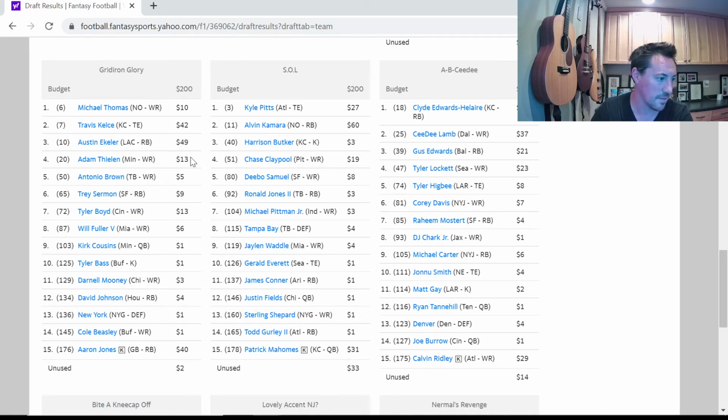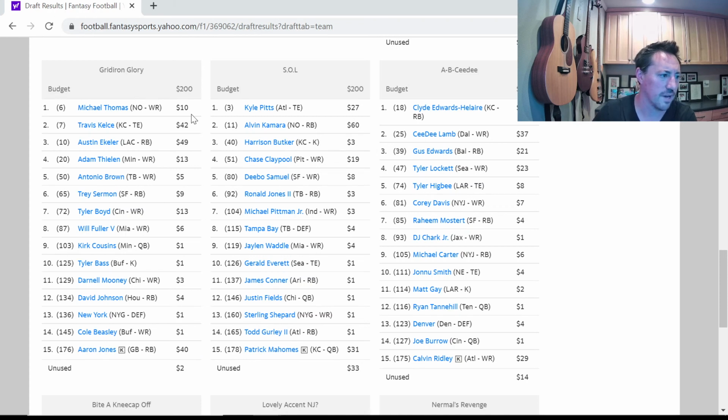So I got Adam Thielen, who's been solid this year, for 13. Antonio Brown for 5. Trey Sermon, I actually dropped for 9. Tyler Boyd's been okay. Will Fuller hasn't played much this year. Kirk Cousins, Tyler Bass, I've kept both of them for $1. Mooney, I should have kept him, but I didn't. I dropped David Johnson. I dropped the New York defense. I dropped Cole Beasley. And then my keeper was Aaron Jones. So I actually had $2 left over.